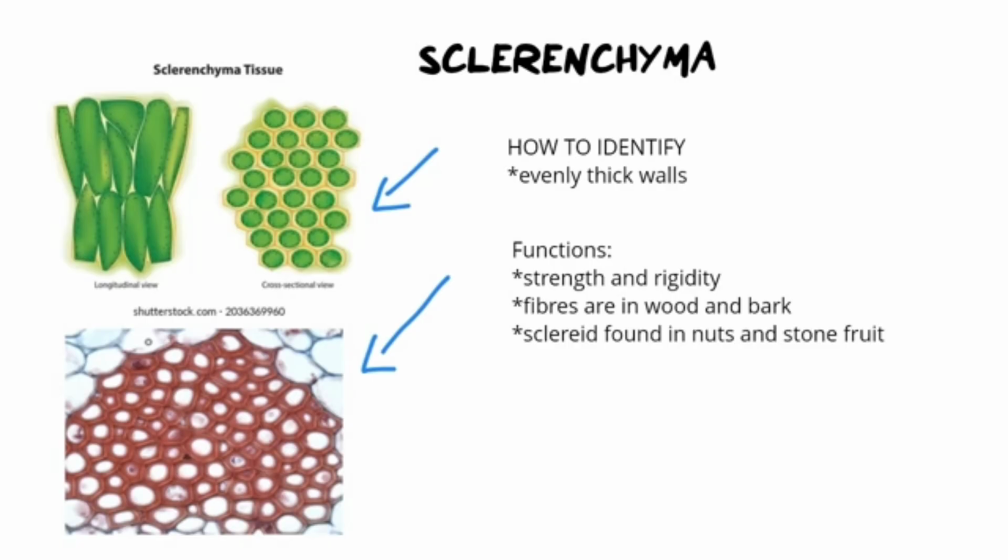If it is a sclerenchyma that's a fiber, we are going to see it in the wood and bark of a tree, and that's what you can see alongside it. These are what our fibers look like when you cut them in half, and you can see on the inside. Sclereids, on the other hand, are another kind of sclerenchyma. And these sclereids are found in nuts or stone fruit, so the shell of a nut or the pit at the center of a stone fruit.